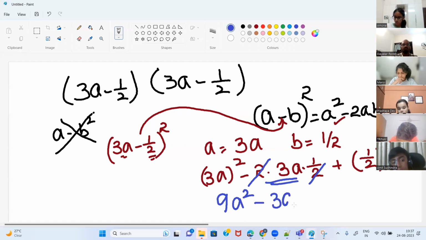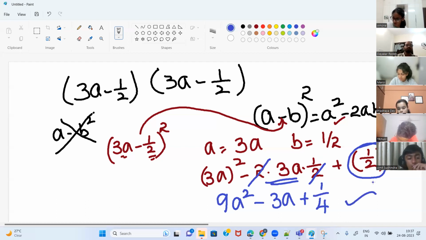Minus 3a. Very good. Now, what is this? 1 by 2 whole square is? What is 1 by 2 whole square, Pradhanya? 1 by 4. Yes, please copy.